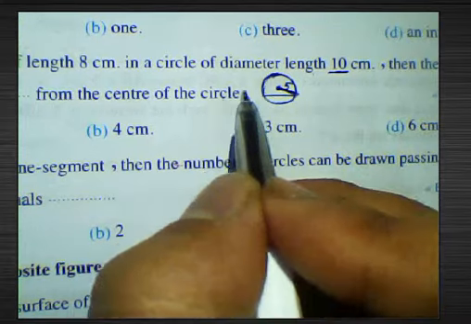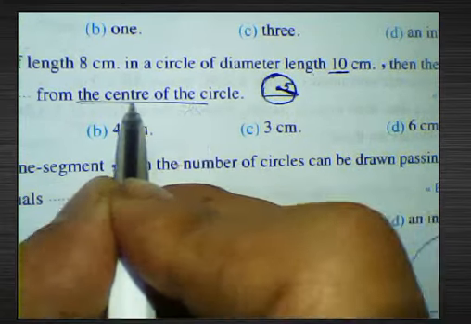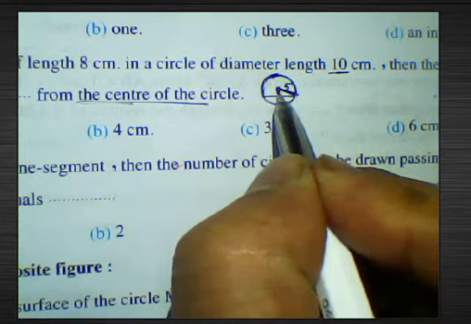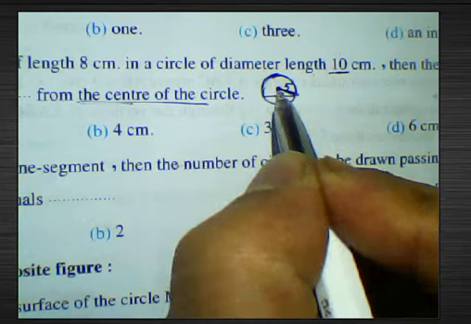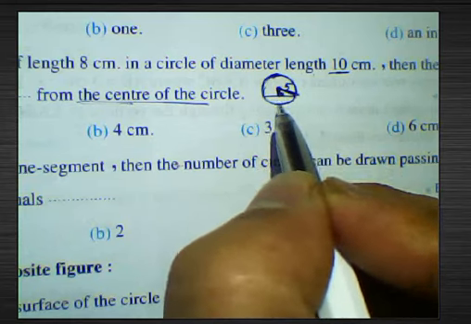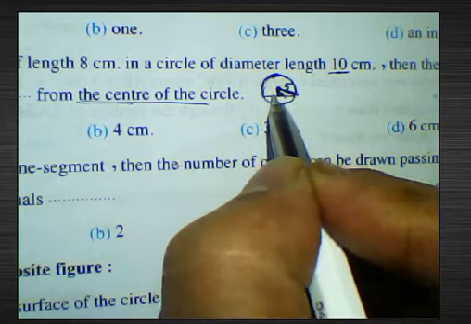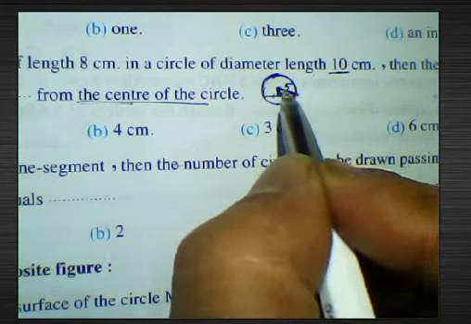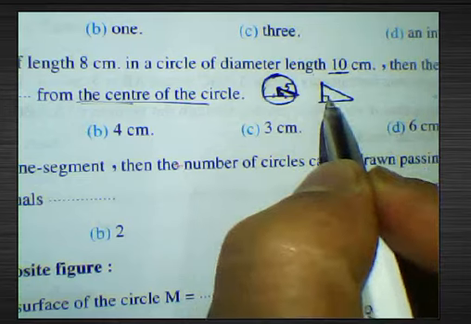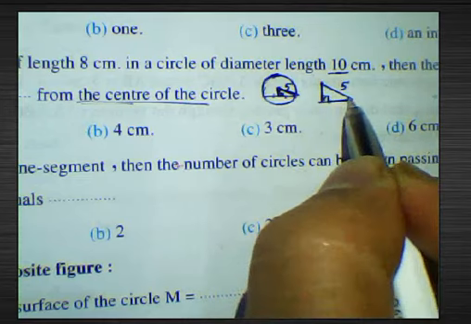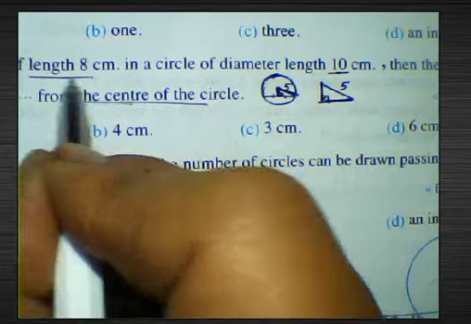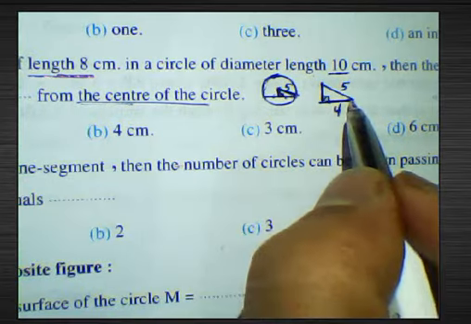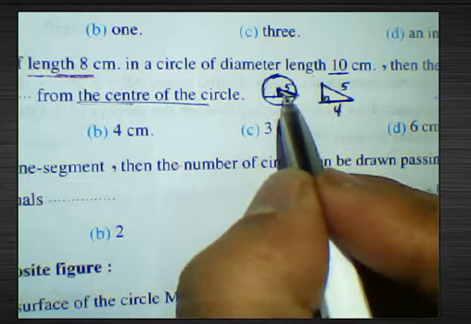And then he asked about the distance from the center of the circle to the chord. We can write this distance as the perpendicular. This diameter is 10, so this radius will be 5. So we have a right angle triangle here, with hypotenuse 5, and half of the chord will be 4, because the chord length is 8 cm, so half of it equals 4 because it's bisected.